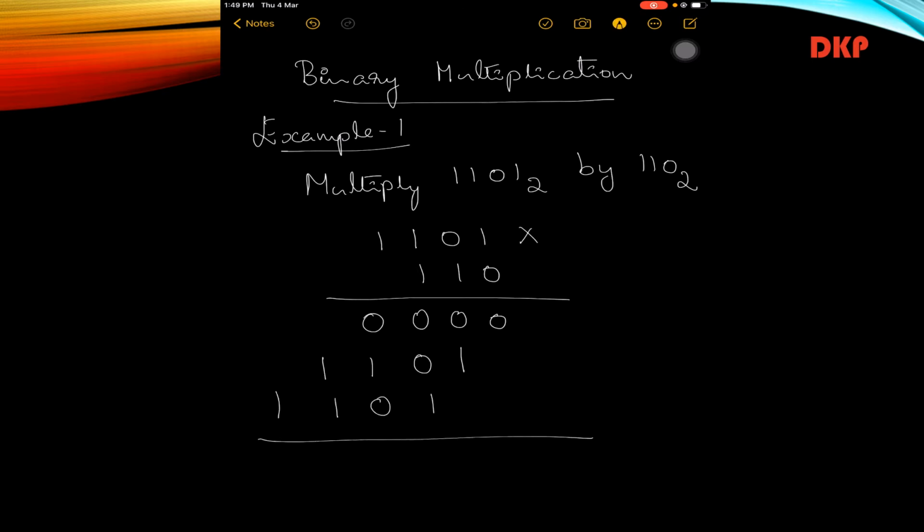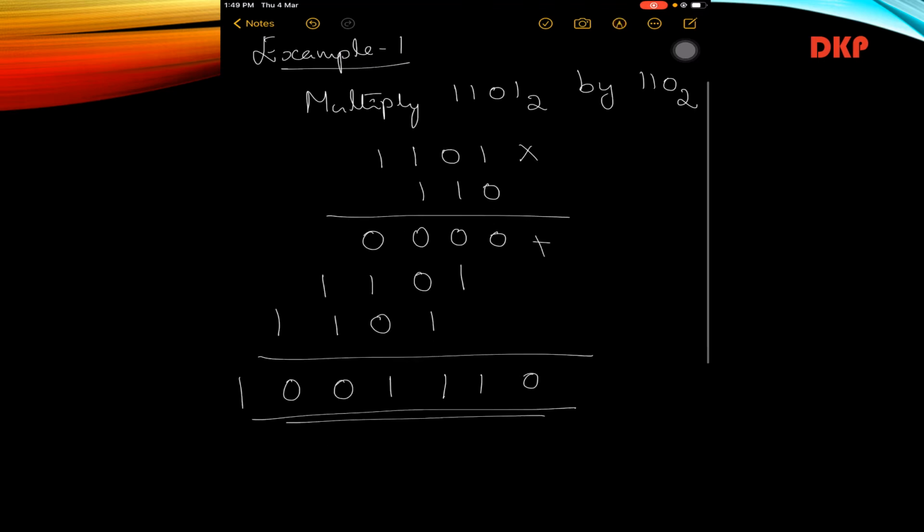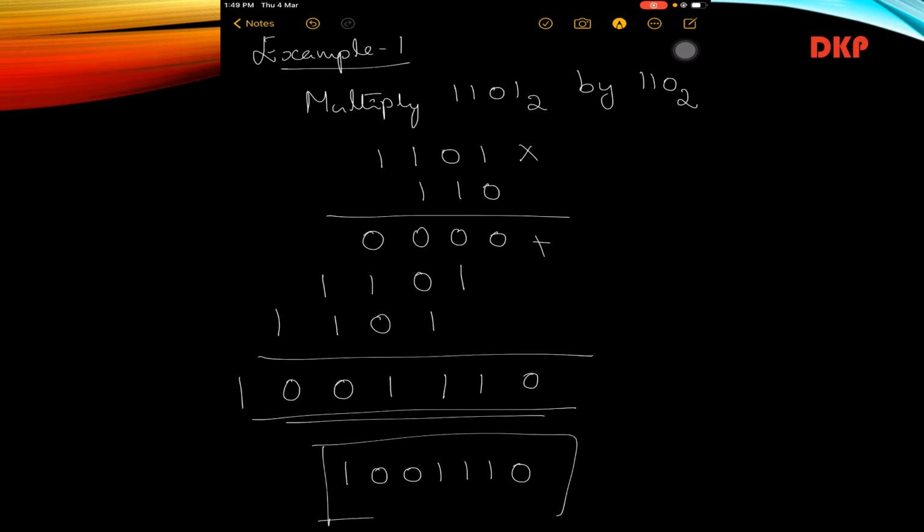Add all these. 0, 1, 1, 1 plus 0, 1, 1 plus 1 is 0 with a 1 carry, 1 plus 1 is 0 with 1 carry. So the final answer is 1 0 1 1 1 0. This is the final answer.